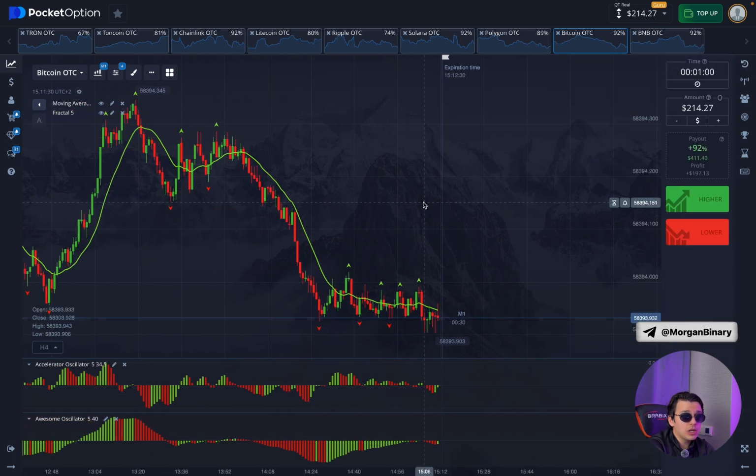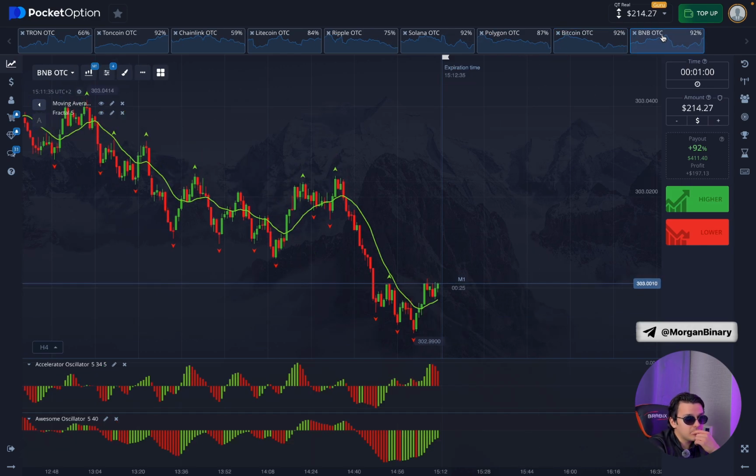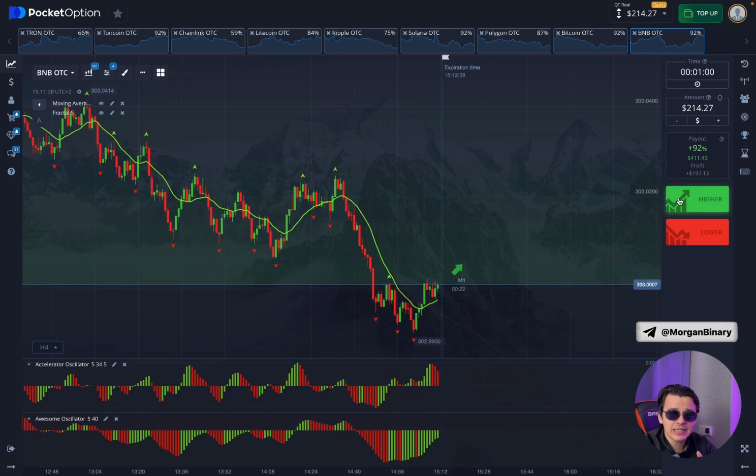The next opening will also be carried out on the maximum balance amount. So let's continue and pick up the next asset.